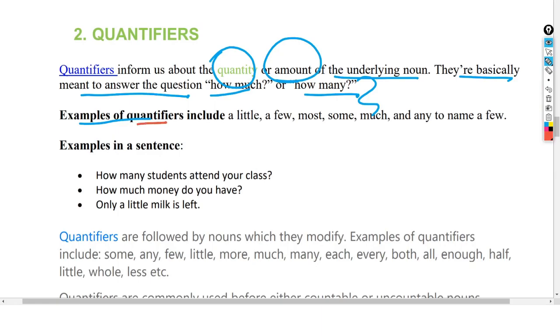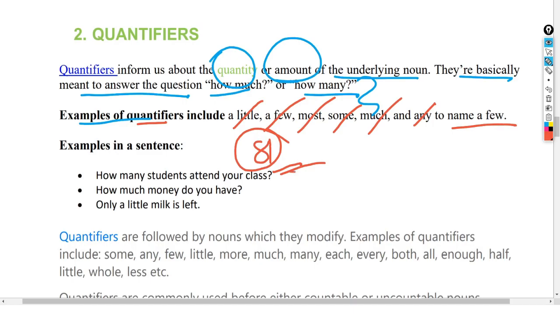Now these are very important, my dear children, so take note of this. Examples of quantifiers include a little, a few, most, some, much, any, to name only a few. These are very tricky, and many times children commit mistakes. So we'll see the use of these here. How many students attend your class? Suppose in your 9th class there are 81 students. Now I am asking the question, how many students attend your class?